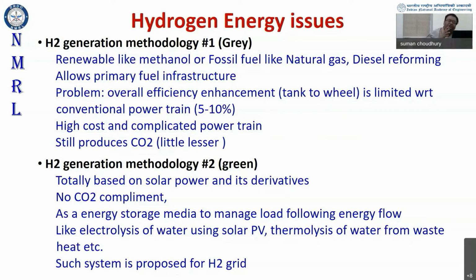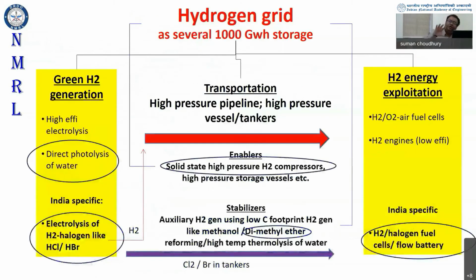The other option, that is a total green, that we are using, is solar PV based hydrogen energy as a storage media only. Just remember, as a storage media only, there lies the opportunity. I'll try to explain how. So in our concept of hydrogen grid, we have a generation system, exploitation, transportation, and stabilizers.